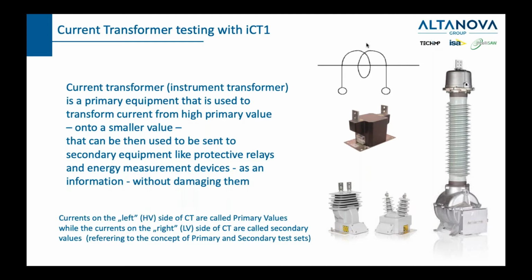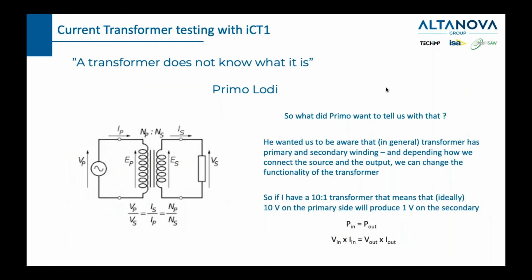Here you can see a few types of current transformers. They can be big, they can be small, depending on the voltage level, and here you can see the symbol for a current transformer. Keep in mind, here you see one line, and here you see two or more turns, and this is to give you some idea on how the CT actually functions. So let us understand how the CT actually functions.